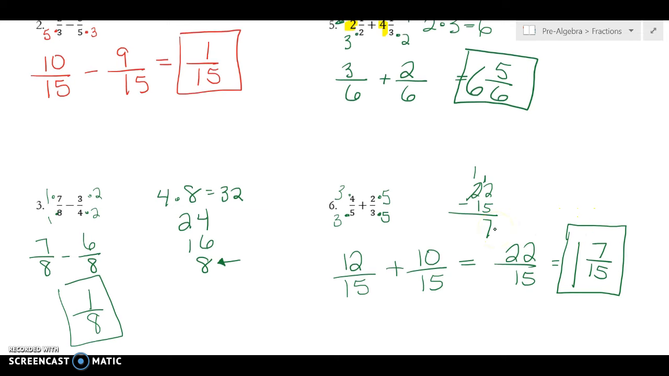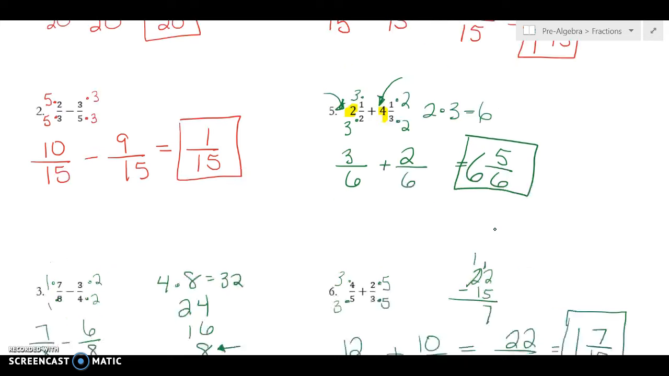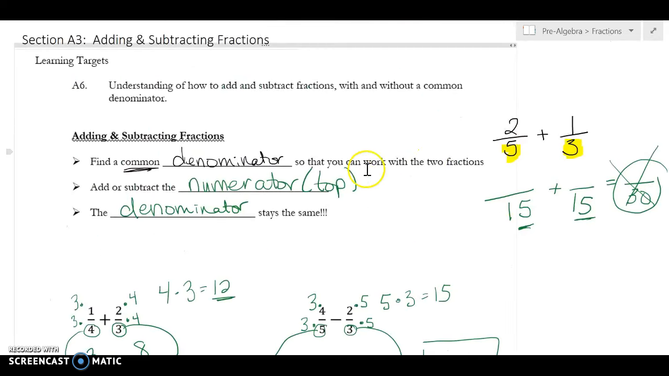So the keys you have to remember for adding and subtracting fractions are right up here. Remember that you need to have a common denominator. You add or subtract the top, and then the bottom number stays the same.